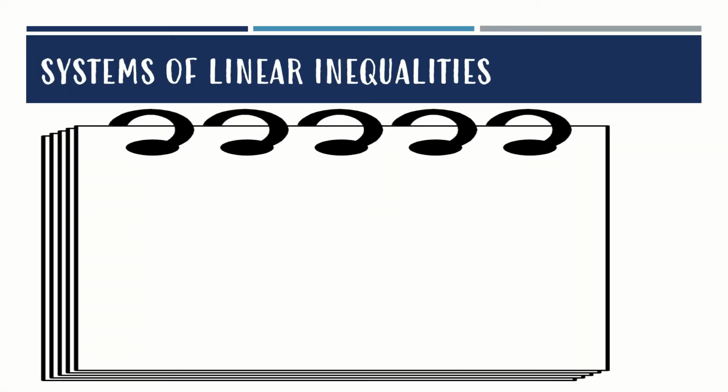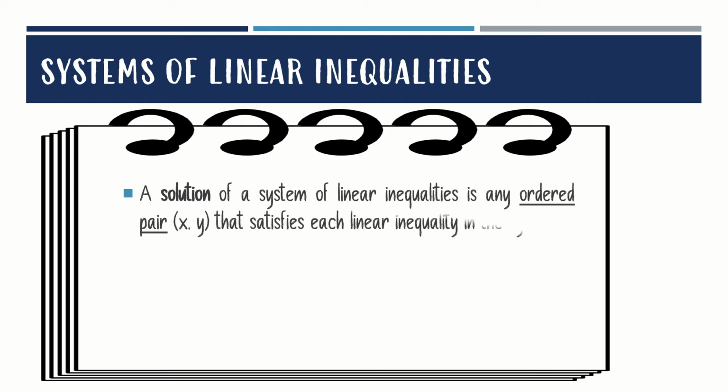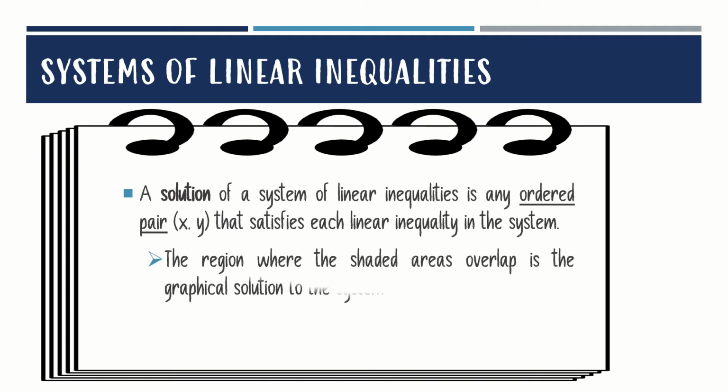A solution of a system of linear inequalities is any ordered pair x, y that satisfies each linear inequality in the system. The region where the shaded areas overlap is the graphical solution to the system. If the graphs do not overlap, then the system has no solution.